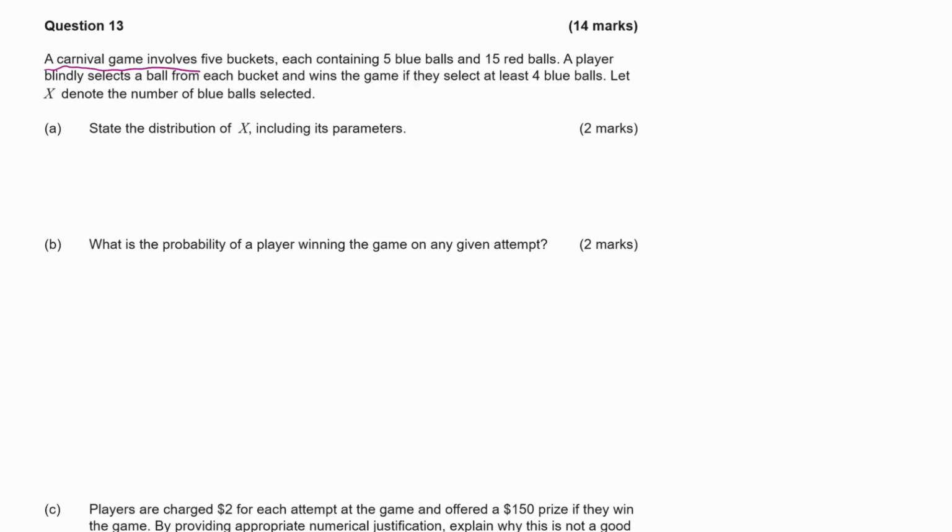A carnival game involves 5 buckets, each containing 5 blue balls and 15 red balls. A player blindly selects a ball from each bucket and wins the game if they select at least 4 blue balls. Now let's think about that. For each bucket, the probability that they get a blue, well, that's 5 out of 20, or a quarter. And therefore the probability they get a red is 3 quarters.